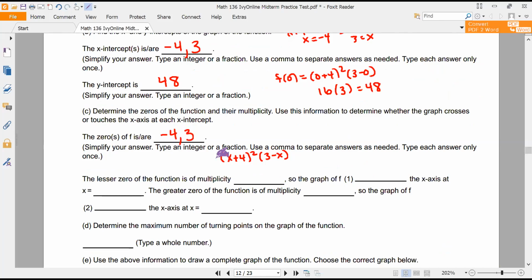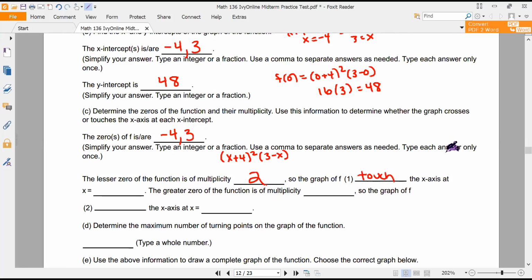Let me make sure they have that right. The lesser 0 of the function is of multiplicity 2. Yes, okay. So I'm just making sure the sentence actually makes sense the way they've written it. This is the lesser 0 because it's -4, but it came from this factor. Its multiplicity is the exponent on that factor, so its multiplicity is 2. So the graph of f will touch the x-axis.